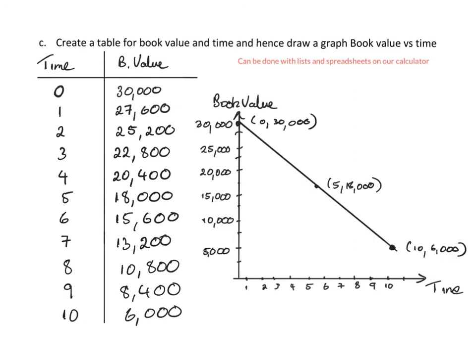Now there's the graph of book value versus time. I've put 3 of the points in there, but realistically all of these values in my table are on that graph, and you should probably include them in your graph when you are plotting it as well. But you can see it is a negative straight line relationship.